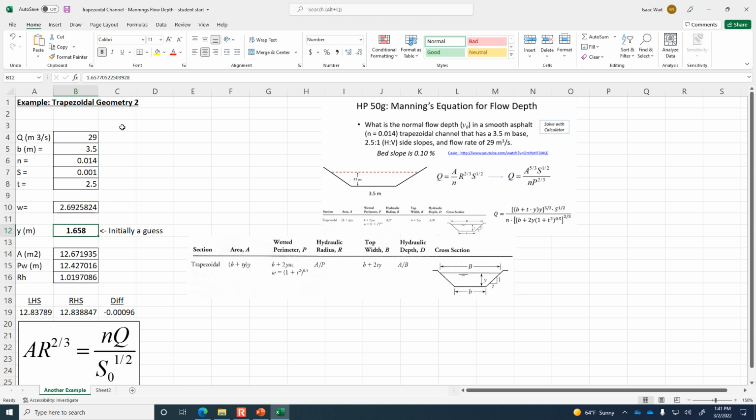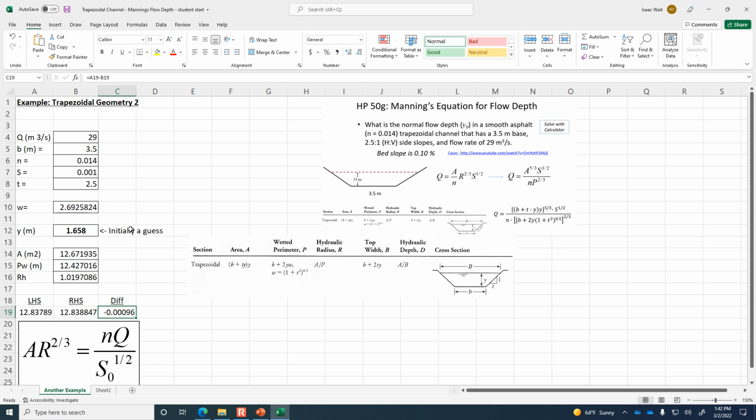Looks like it should be 1.66 meters. I think those of you who already had the equation in the calculator, it stayed there and just had to update some of the parameters. I had the formulas in the workbook, so all I needed to do was update the bottom width, the roughness coefficient, the slope, the side slope factor, and so on, and then run goal seek again. So we've mastered the trapezoidal channel geometry for Manning's equation.